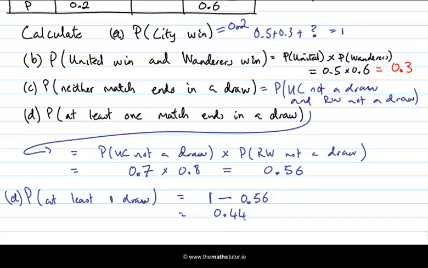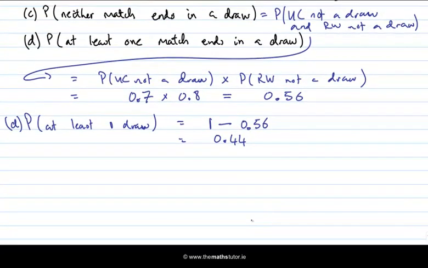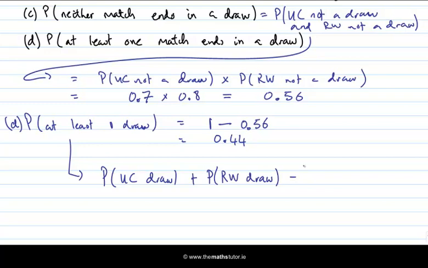Now, there's another way to do that, and we'll just check that it works. We could do that using the addition rule, and we'll check that we get the same answer. This is also equal to the probability of United City drawing plus the probability of Rovers Wanderers drawing minus the probability of both of these happening, United City and Rovers Wanderers draw. So let's see that we get the same answer.